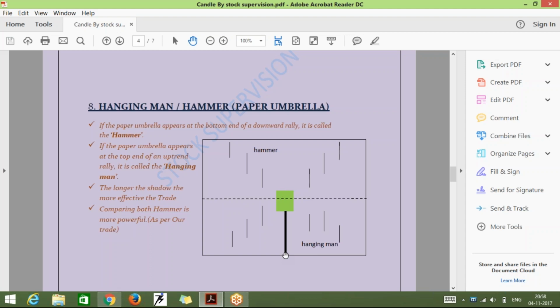If the paper umbrella appears at the bottom end of a down rally, it is called a hammer. This is the down rally, you can see the picture, and this is the paper umbrella. If you see this kind of setup, it is called a hammer pattern. And if the paper umbrella appears at the end of an uptrend, and here you can see a paper umbrella, then this is known as hanging man.